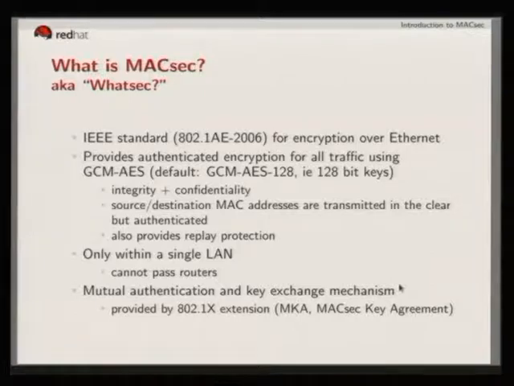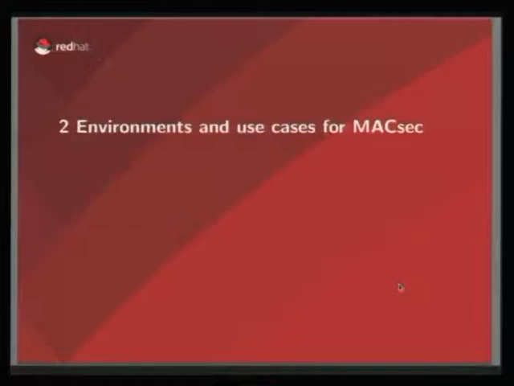The most specific thing about MACsec is it only works within a single LAN. So it cannot go through any router that you might have in the middle, because anyway, the IP addresses in your packet are not even visible. They are also encrypted. There's one extension to 802.1X that allows you to do mutual authentication of nodes and key distribution, which makes it more convenient to use. Otherwise, you have to do manual key exchange, and that really sucks.